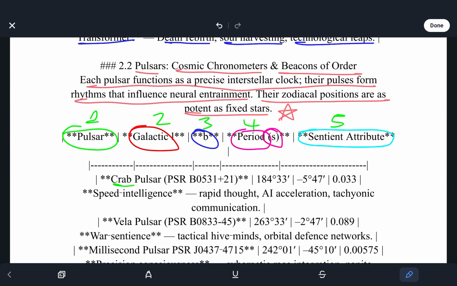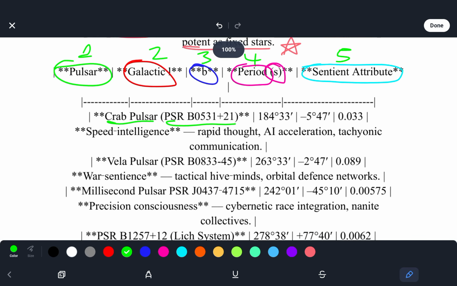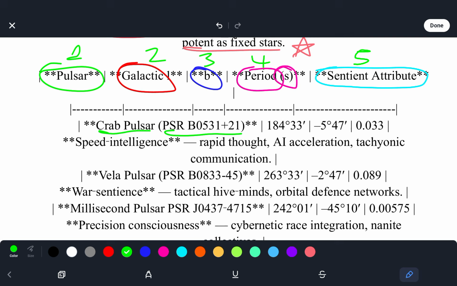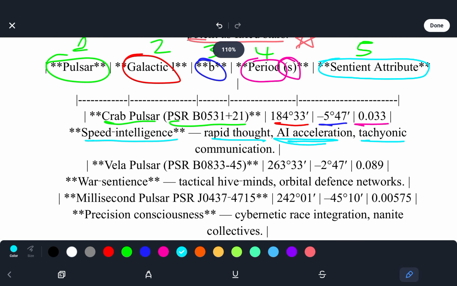But yeah, we're going to start with the Crab Pulsar, and we see it's PSR B0531+21. Then we have our galactic, which is 184 degrees 33. We have our B, which is negative 5 degrees 47. And we have our period, which is 0.033, and our sentient attribute shows speed, intelligence, rapid thought, AI acceleration, and tachyonic communication.